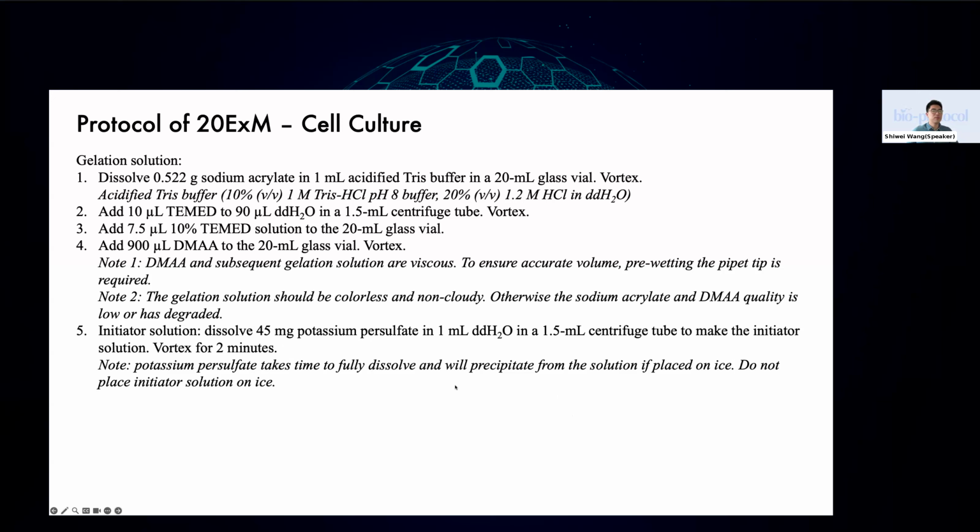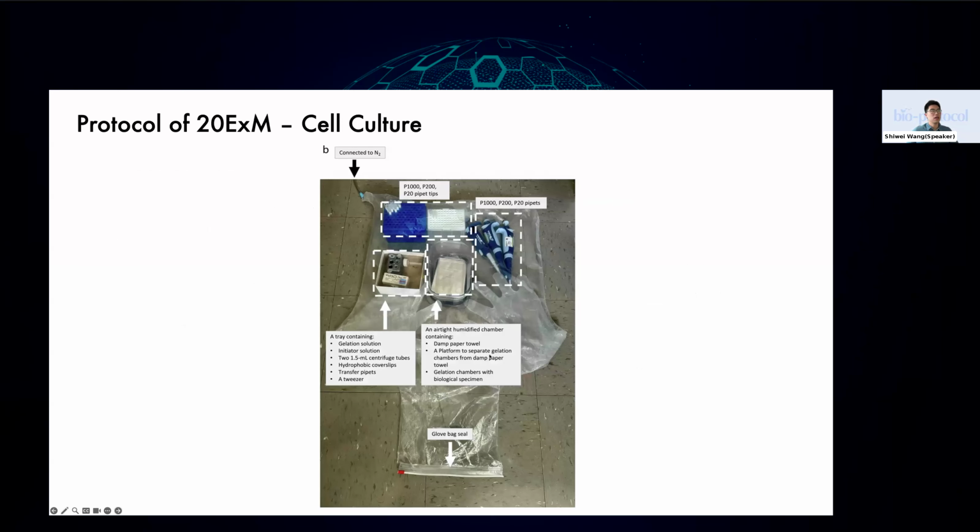So once you've made the gelation solution and the initiator solution, you can put stuff into the glove bag. So I usually have pipette tips, and the airtight humidified chamber that you just constructed with the generation chamber within. I would put the initiator, two empty vials, hydrophobic cover slips, transfer pipettes and tweezers in a box, and I will put the pipettes in.